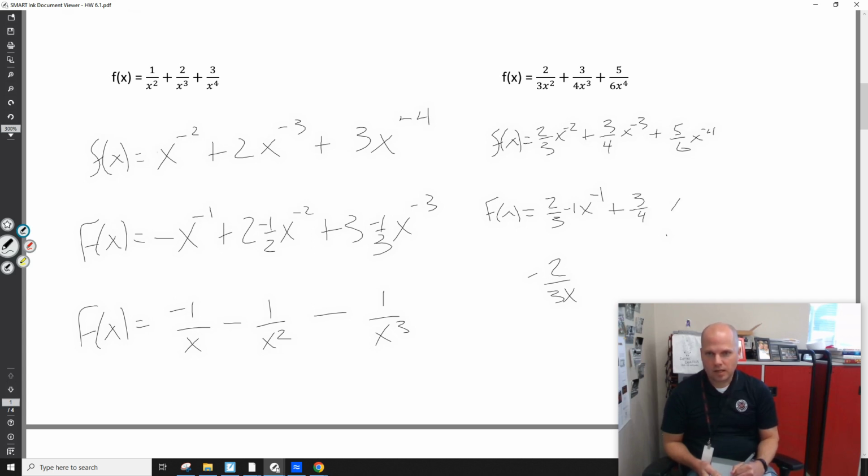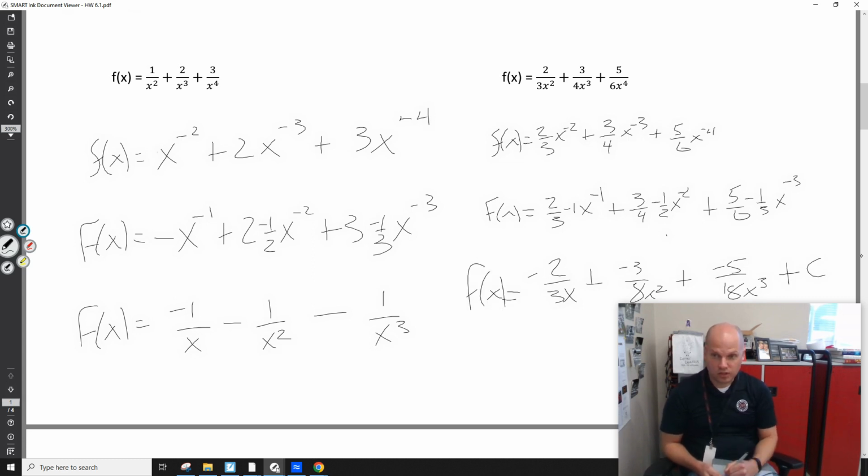Keep the constant, add 1, multiply by the reciprocal. Keep the constant, add 1, multiply by the reciprocal. Don't forget a plus c, so that you know you could have some number here, and when you take the derivative, that number goes away.